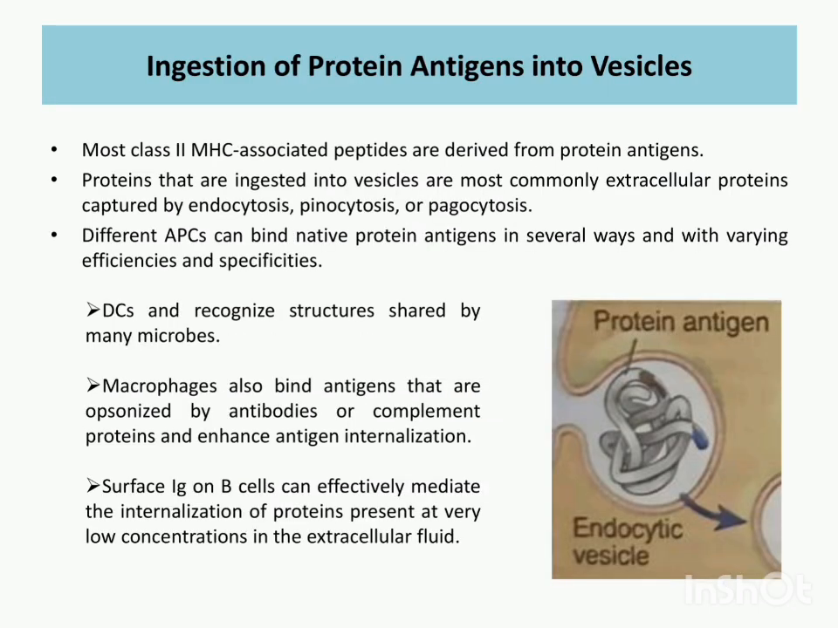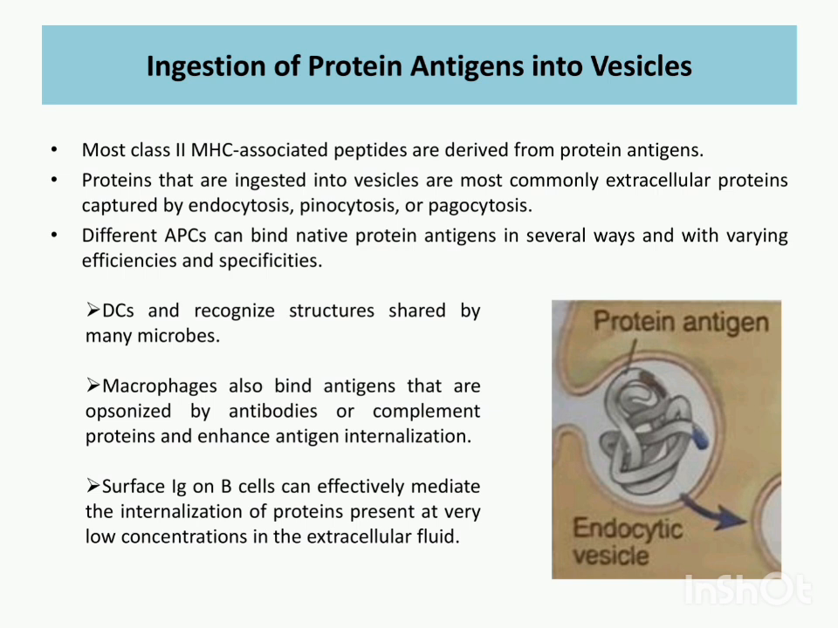Ingestion of protein antigens into vesicles. Most class II MHC-associated peptides are derived from protein antigens. Proteins that are ingested into vesicles are most commonly extracellular proteins captured by endocytosis, pinocytosis, or phagocytosis. Different APCs can bind native protein antigens in several ways and with varying efficiencies and specificities.